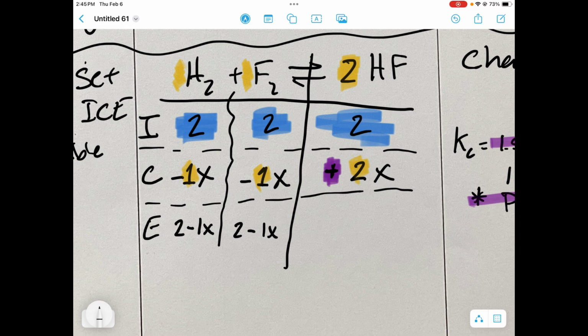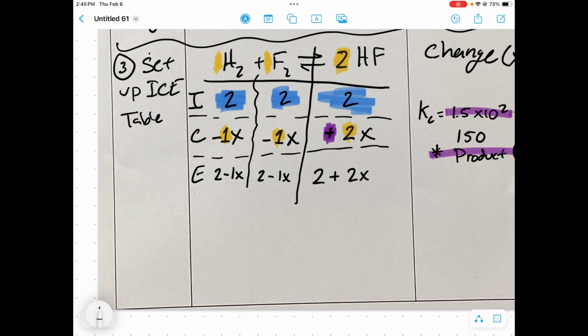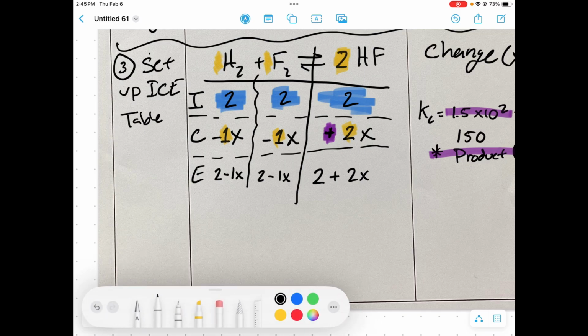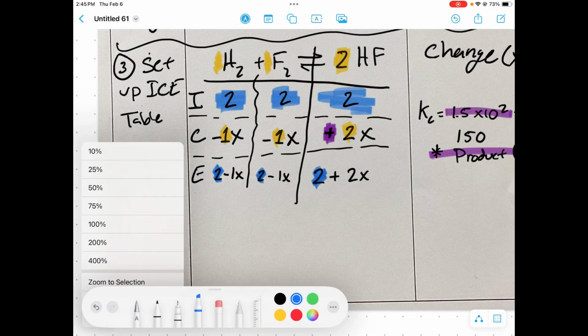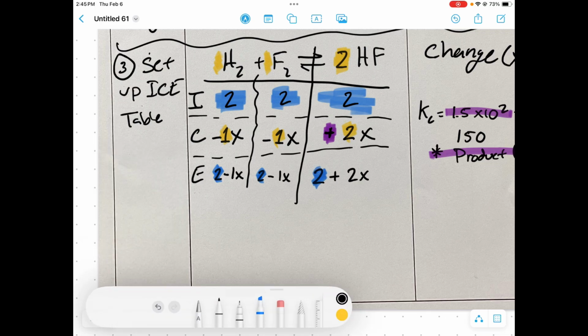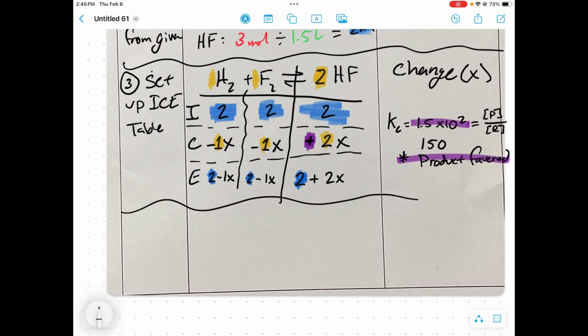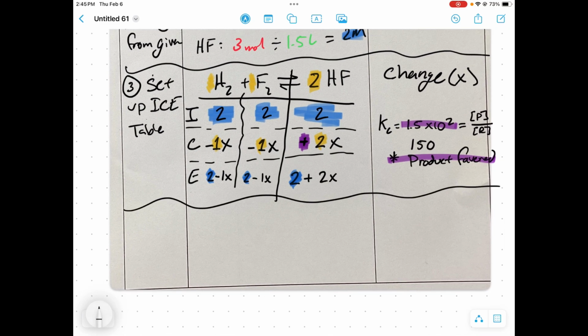Now, looking over at my product side, my HF is going to start at a concentration of 2, but now it's increasing by a factor of 2x. So that's going to be my setup ice table. Having this 2-part, and then breaking down and bringing down the rest. So that's going to be step number 3, just setting up your ice table.